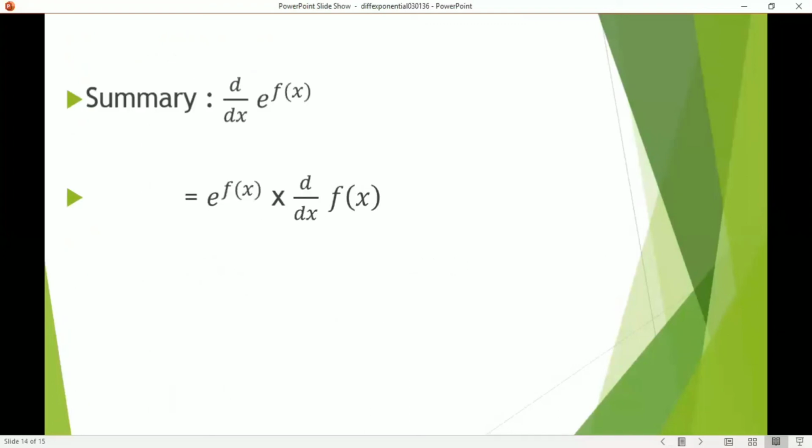So as a summary, we can say that differentiation of e to the power of f(x) is equal to e to the power of f(x) multiplied by the derivative of f(x).